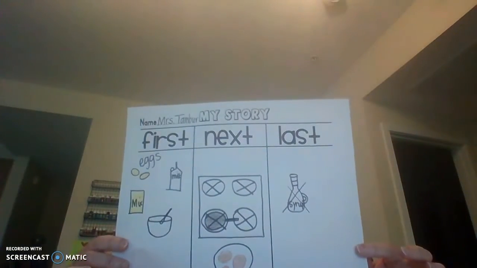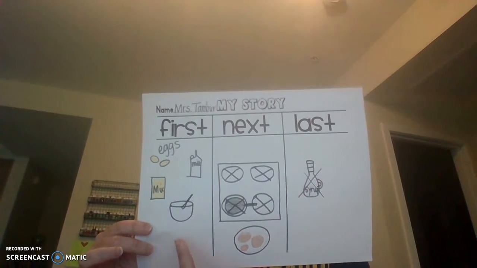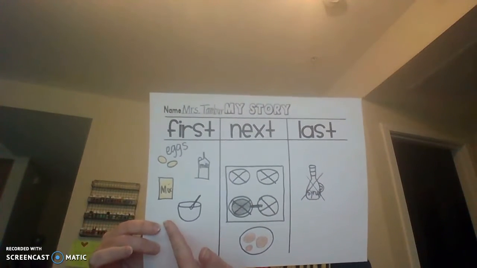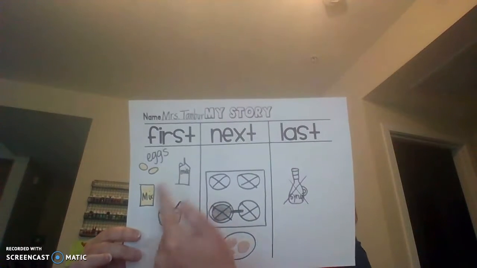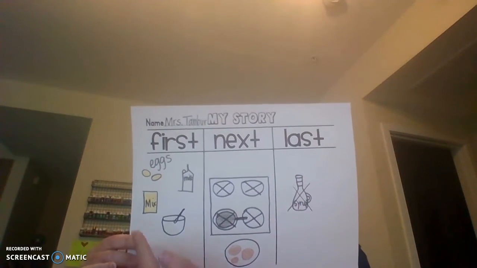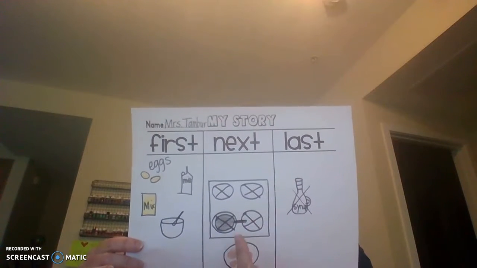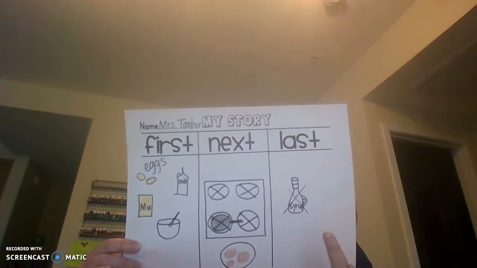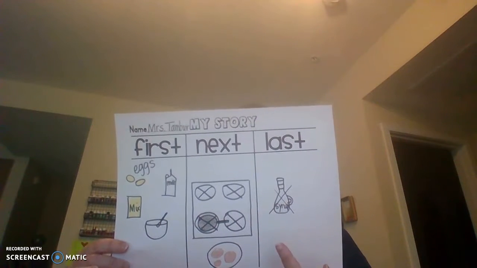Hi, I want you to think back to our writing yesterday. And we started with this. Okay, so you were writing, you were thinking about breakfast and what happened first, next, and last in your story. And remember, I was making pancakes, so I mixed my ingredients together. Then I cooked my pancakes. Then I went to get my syrup out, and I was so sad because I had no syrup.